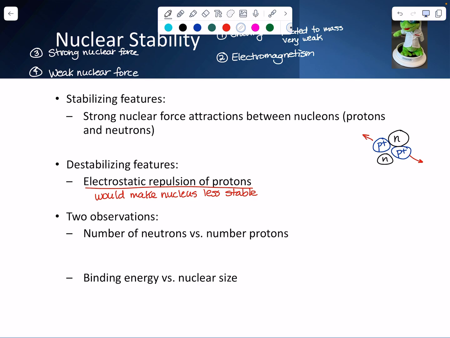So the thing that is most responsible for a nucleus being a stable entity, having a bunch of positive charges right next to one another, is this thing called the strong nuclear force. The strong nuclear force is 100 times stronger than the electromagnetic force. As a force, it is much, much stronger. So that's the first thing: the strong nuclear force is 100 times stronger than electromagnetism.